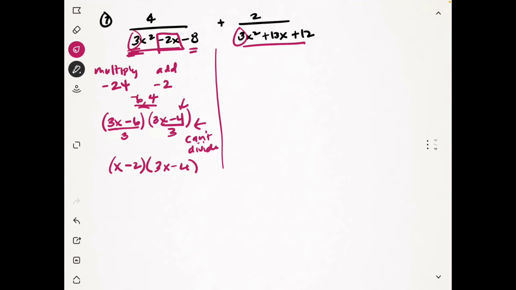Okay, so let's do the same thing for the second part. The first thing, again, we're looking for what multiplies to get this number times that number, which is 36, and that adds to get the middle term, 13. So for that one, what would that be? 36 and 13 is 9 and 4, right? 9 and 4. 9 plus 4 is 13. 9 times 4 is 36. All right, we're going to put our parentheses up. We're going to use this leading term here, 3x and 3x, and we're going to put in our 9 and 4.